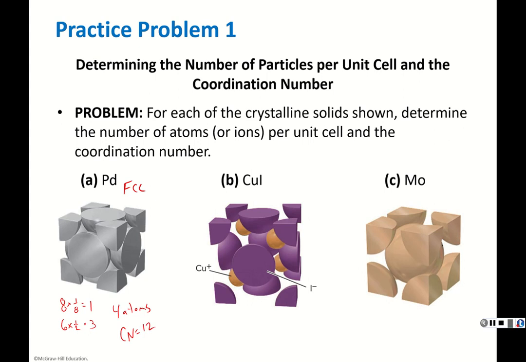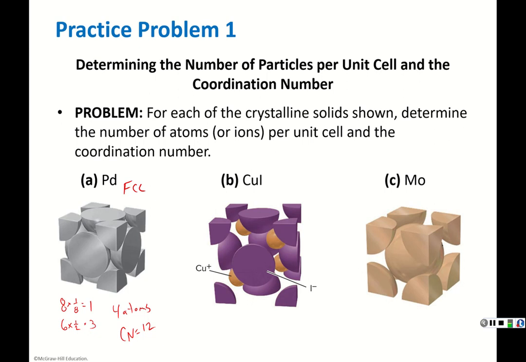Okay, for copper iodide, this one's a little bit trickier. It's very hard to see the copper in here and how that's arranged. But how it's described in the book is that the iodine is face-centered cubic and the copper is face-centered cubic. So you have interlaced face-centered cubic.